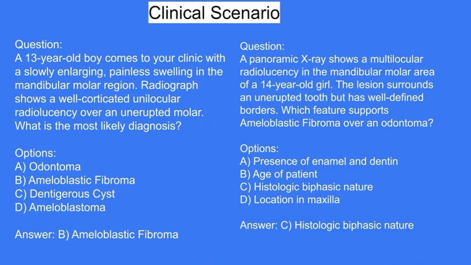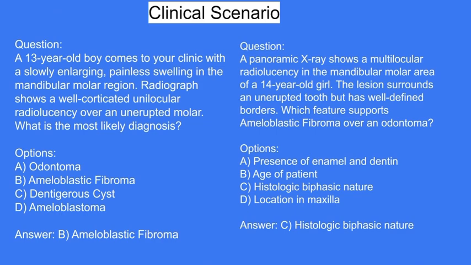Now we have another scenario here. A panoramic X-ray shows a multilocular radiolucency in the mandibular molar area of a 14-year-old girl. The lesion surrounds an unerupted tooth but has well-defined borders. Which feature most favors ameloblastic fibroma over an odontoma? So the option is C, histologic biphasic nature.